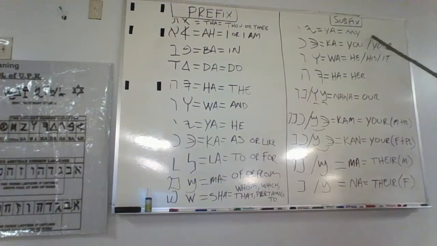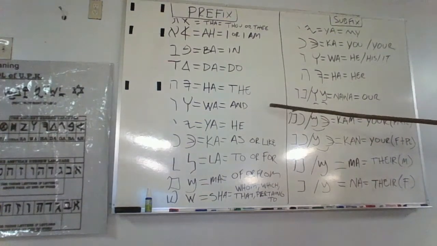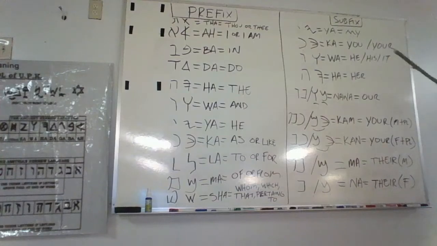Ya as a suffix, not to be confused with ya over here as a prefix, is my. Ka as a suffix is possessive: you or your. Wa as a suffix, not to be confused with the prefix, is he, his, or it, dealing with third person. Ha as a suffix is her.